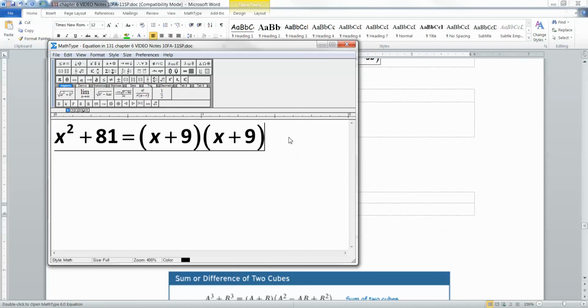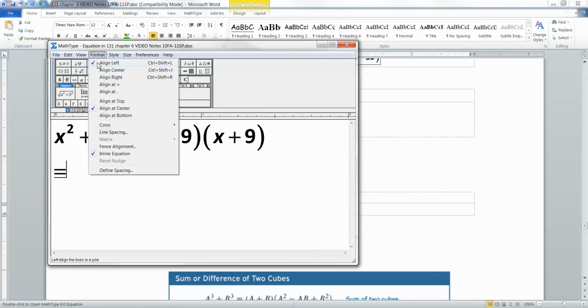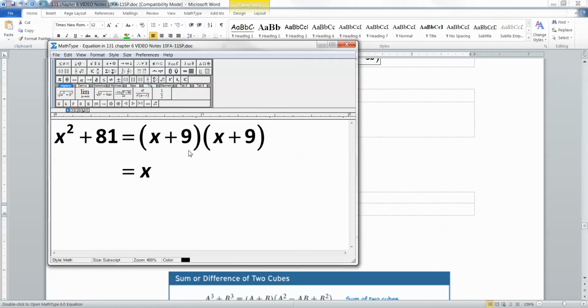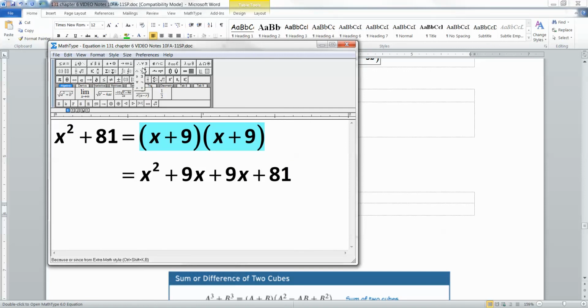Now what's going to happen with this? If you tried to FOIL this out, let's see what would happen. It'll be x squared plus 9x plus 9x plus 81. You're going to get the x squared and the 81, but you're also going to have this whole thing in the middle that you shouldn't have. See the problem? This doesn't work. It ain't going to happen, right?